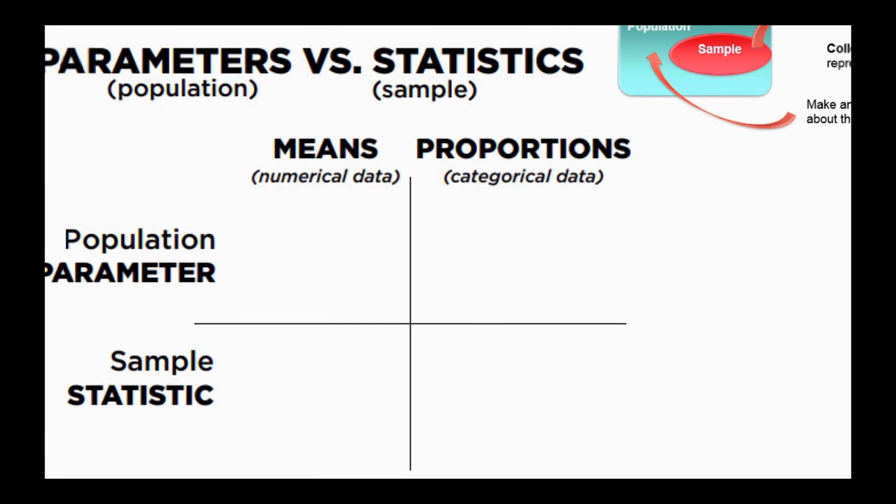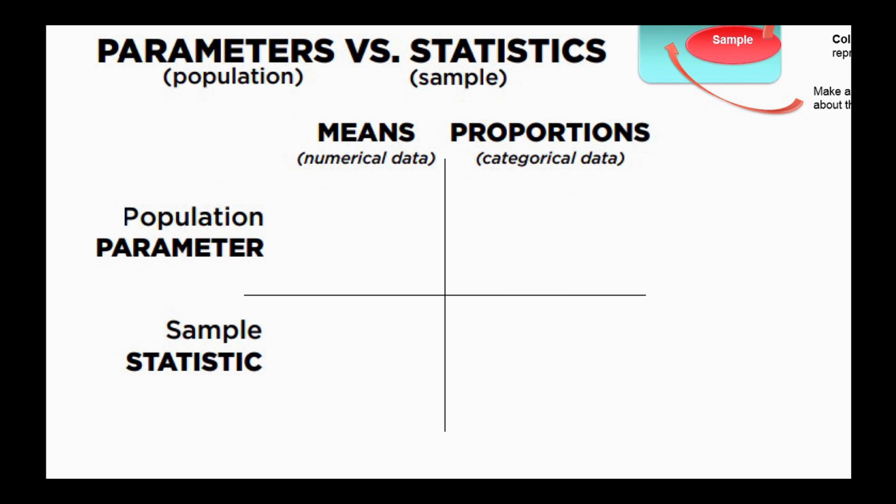Okay, so let's go back here. Parameters versus statistics. Parameters deal with the population. Statistics deal with the samples. So we have 2 types: means, averages, proportions, percents, right? So we're going to use some symbols here. We've been using symbols quite a bit already, but we're going to use some symbols that look familiar.